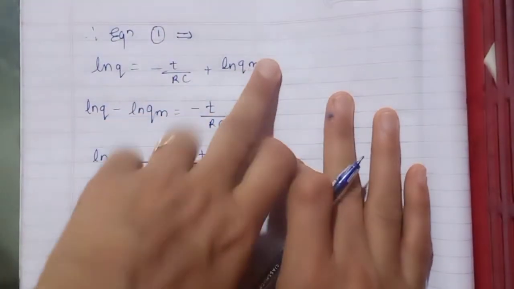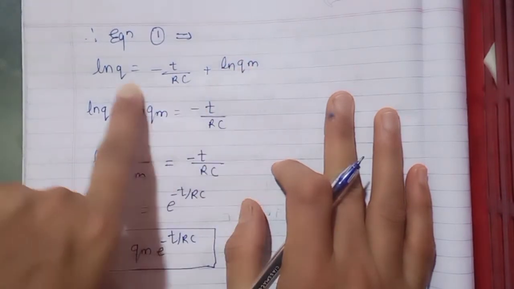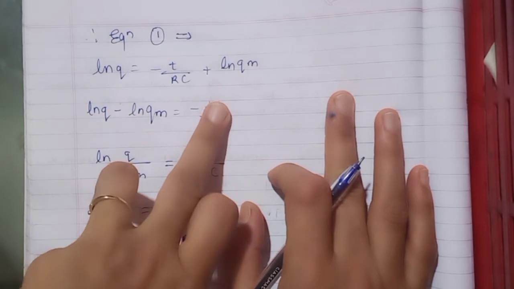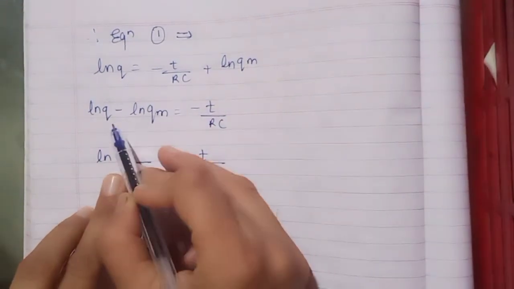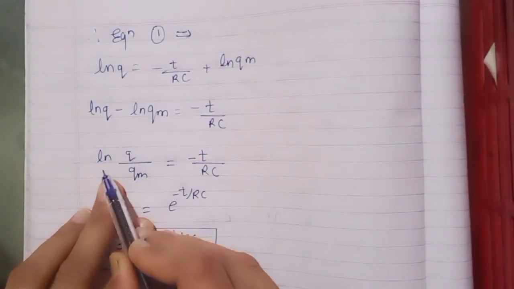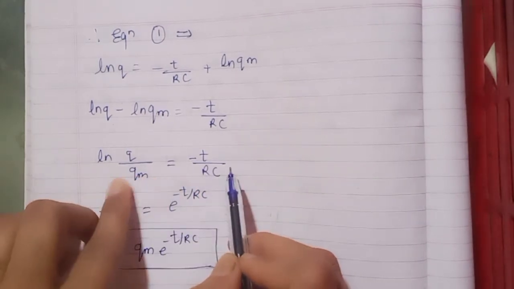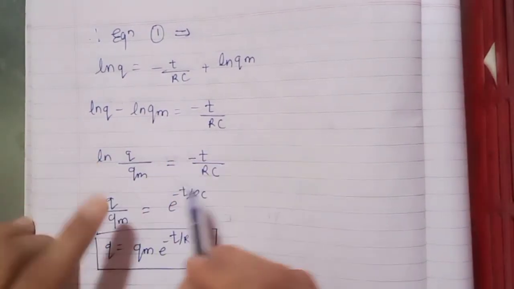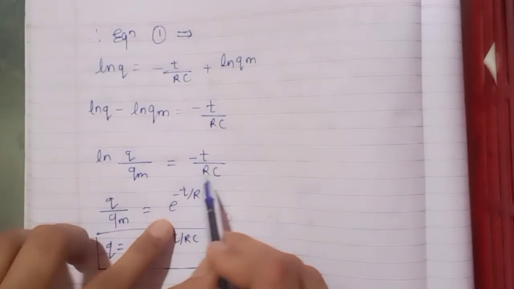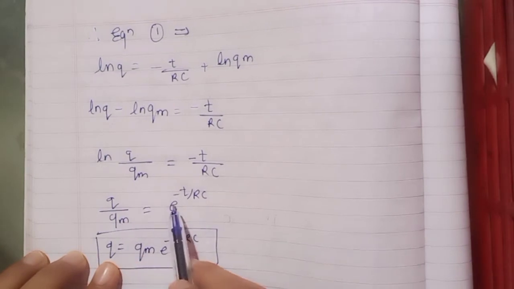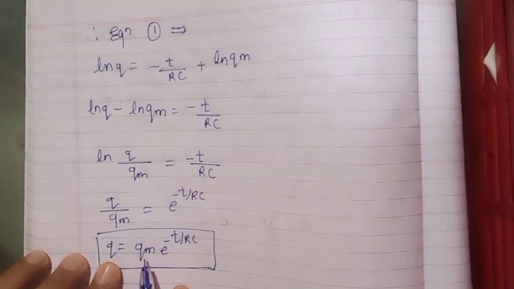That is what I got here. Then I will shift the log Qm term over here, so I get log Q minus log Qm equals minus t by RC. Log A minus log B is log A by B. So I get log Q upon Qm equals minus t by RC. Now taking antilog of both sides, antilog of this is Q by Qm, and antilog of this term is e raised to minus t by RC. I will shift the Qm term over here, so I get Q equals Qm e raised to minus t upon RC.